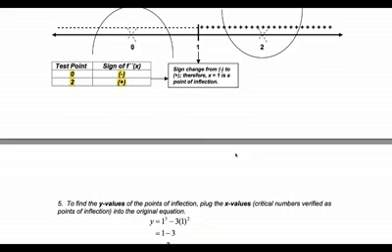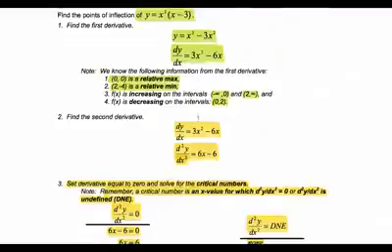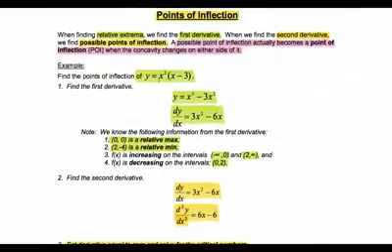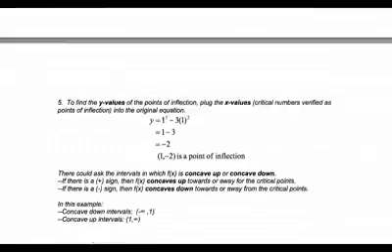Okay, so now that I know that the concavity has changed, what conclusion can I make? Well, I can now say that 1 is a point of inflection. But remember, your answer has to be an ordered pair, so to get your y value, you have to go back to this original equation, plug in your 1, and you're going to get 1 minus 3, which is negative 2. So your actual point of inflection is (1, negative 2). Okay, so that's you plugging into the original.